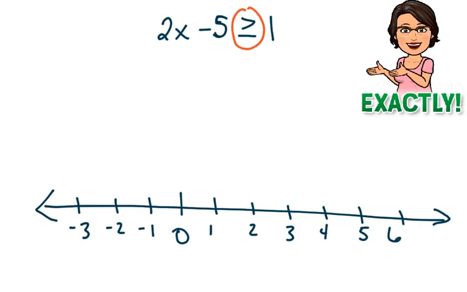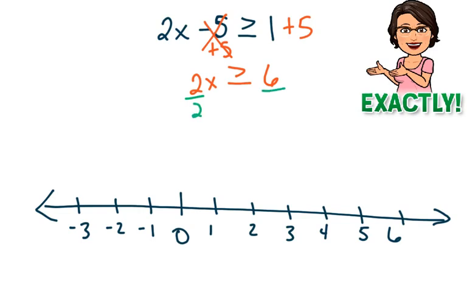Okay, so the first thing we have to do is solve for x and see what x is. We're going to do that the same way that we were solving when we had an equal sign there. We're going to add the 5 to both sides, which cancels this out. So we have 2x is greater than or equal to 6. And again, the same way that we were solving our equations, we're going to divide both sides by 2 so we can isolate our variable. So x is greater than or equal to 6 divided by 2, which is 3.